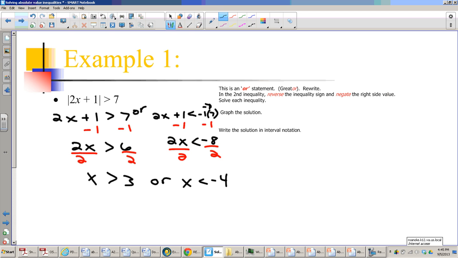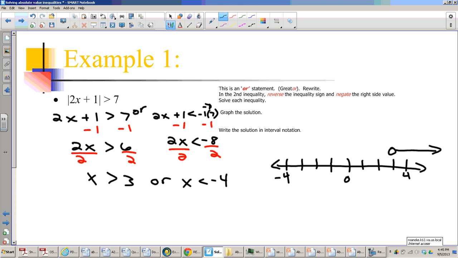So let's draw a number line. I have an open circle at positive 3, pointing to the right. Open circle at negative 4, pointing left. Notice that these ors are pointing in opposite directions of each other, and that's the normal or statement.